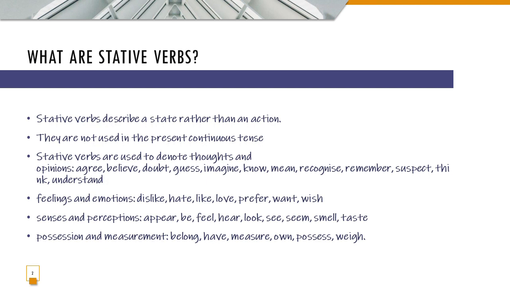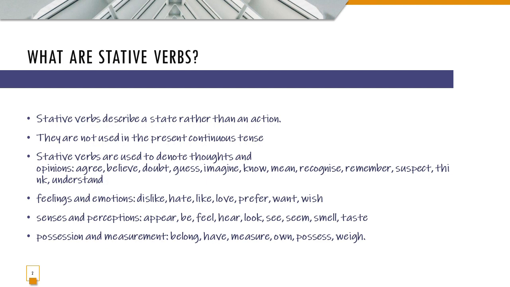So what are stative verbs basically? Because they are related to describing the state of something, they are used ideally to denote thoughts and opinions. For example, some of these stative verbs that denote thoughts and opinions are agree, believe, doubt, guess, imagine, know, mean, recognize, remember, suspect, think, understand, etc. So these are about your thoughts and opinions.